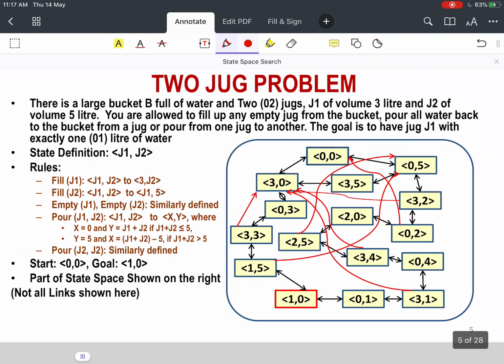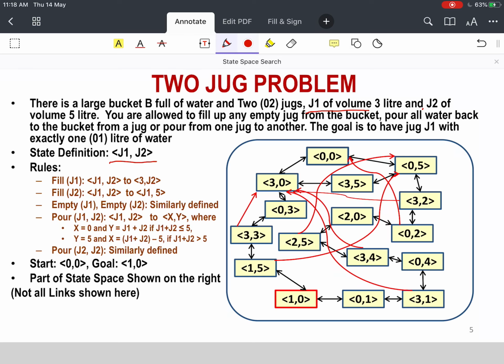We saw this two jug toy problem earlier, and we just reiterated how we formulate it in state space. The state definition is by two variables. We have two jugs, as you know, one jug of volume 3 liters, one jug of volume 5 liters. There's a bucket full of water, and given that both are initially empty, we need to find a sequence of moves so that one of the jugs, which is the 3 liter jug, has 1 liter of water. So we do a state definition.